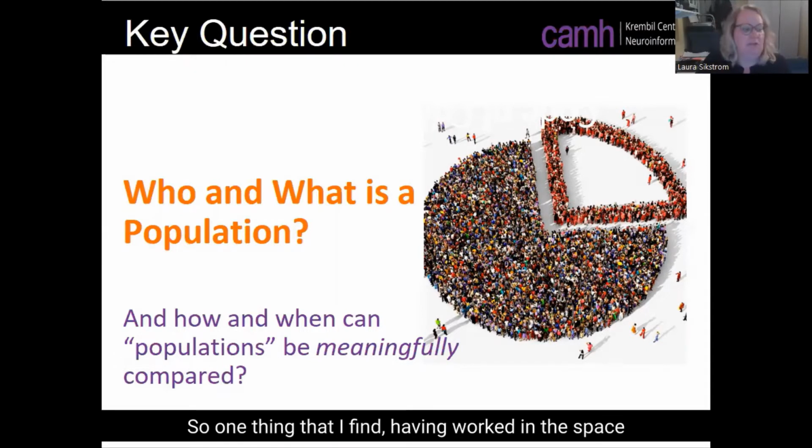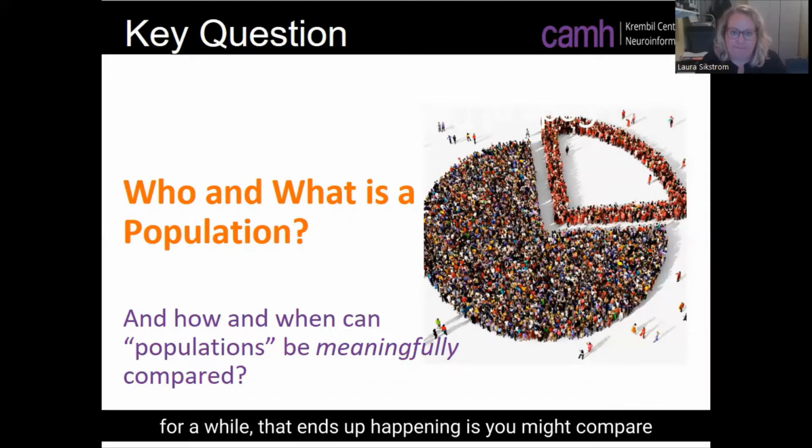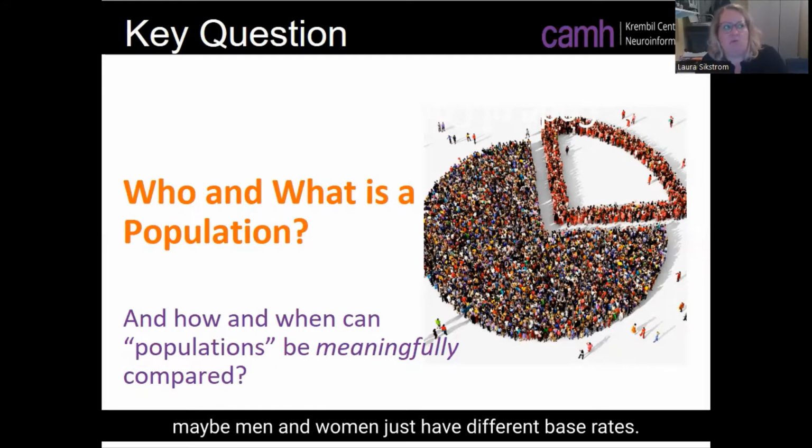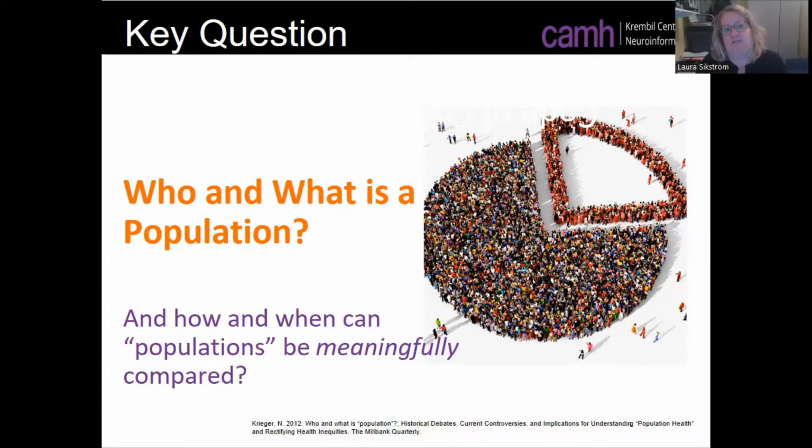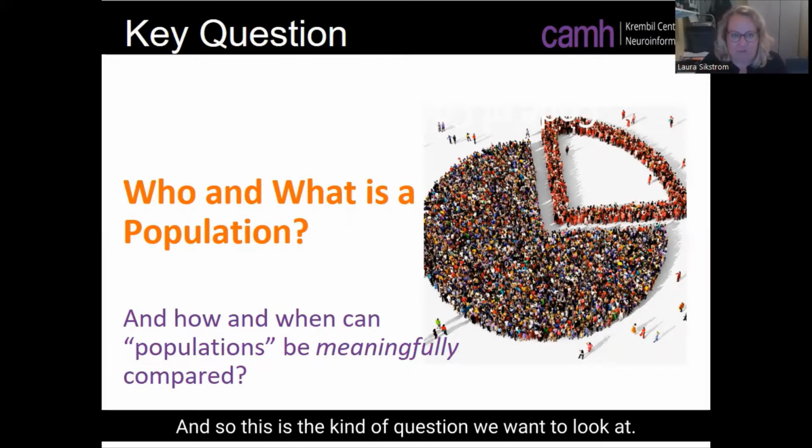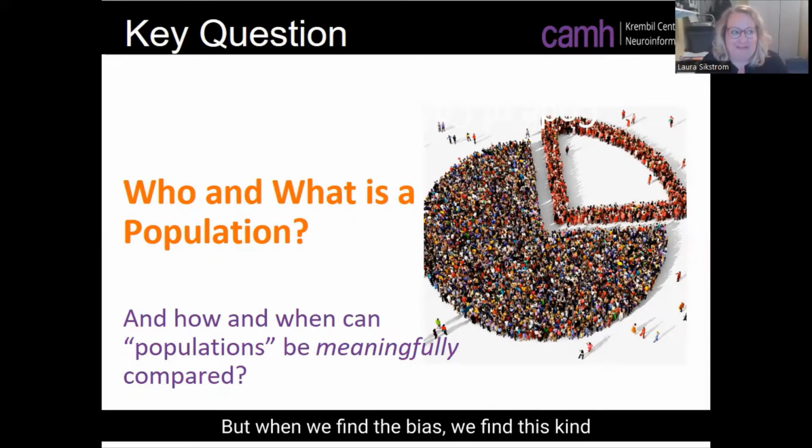One thing that I find, having worked in the space for a while, is that you might compare men and women, and then a question comes out of, well, maybe men and women just have different base rates. This is the kind of question we want to look at. Sometimes it can be hard to answer that question. But when we find the bias, when we find this kind of disparity in how a model might treat people, we have to try and understand further. We have to ask whether it's appropriate to deploy it, knowing what we know.